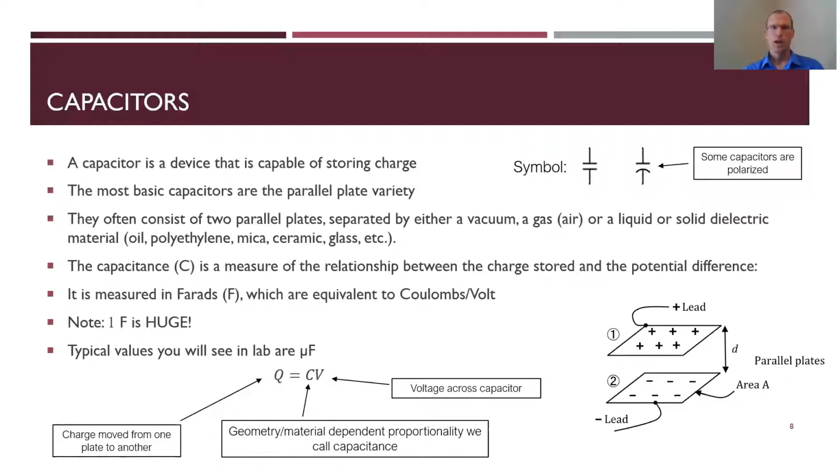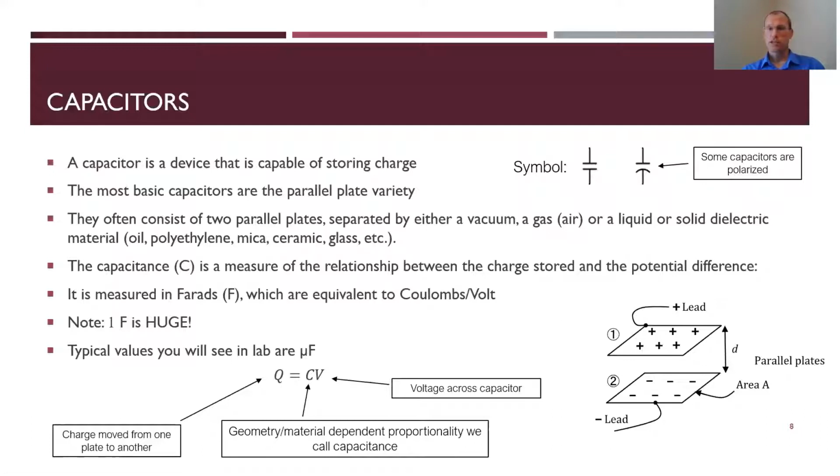Between the 2 plates, you could have a vacuum or just air, or some sort of liquid or solid dielectric material, so something that does not conduct electricity essentially. So an insulator, so some oil, some mica, ceramic, glass, something of that nature. So again, in the cylindrical ones that you use in lab, there's something between them, then you roll it up into a nice little roll.